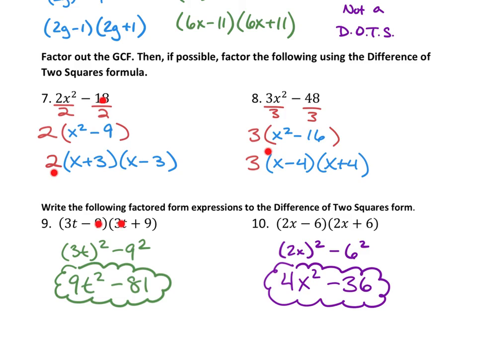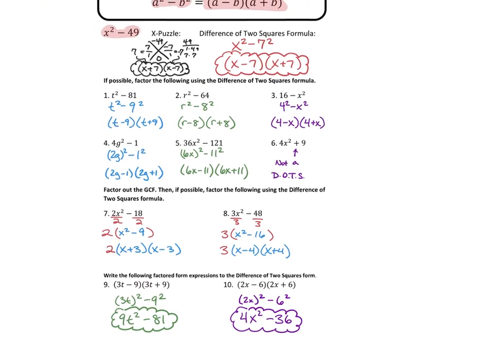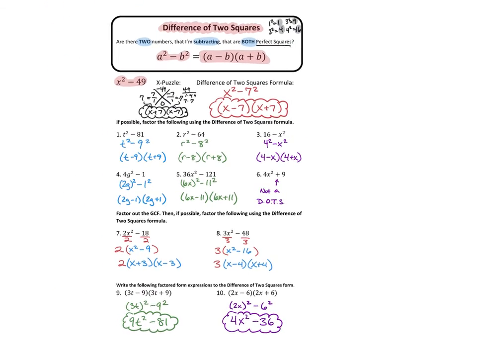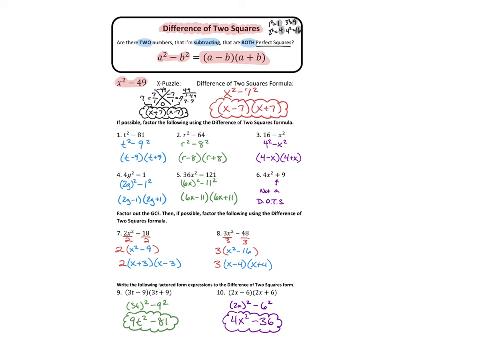Like I said, this formula is just a little shortcut. We are able to do every single one of these problems using an X puzzle like we've been practicing. It will just be easier for you if you notice that you have difference of two squares to go ahead and take that shortcut. Make your life easier. We'll keep practicing in class.